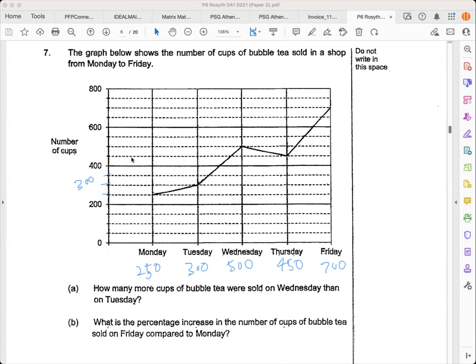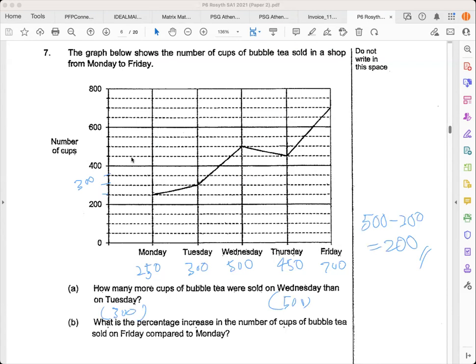Now, the question is, how many more cups of bubble tea was sold on Wednesday than on Tuesday? Okay, Wednesday is, after you fill up the values on the graphs, you can actually use it. This is 500, and Tuesday is 300. Normally I'll write it on the question, indicate the value next to the question. So it will minimize careless mistakes. Okay, so 500 minus 300, that will give you the answer for part A.